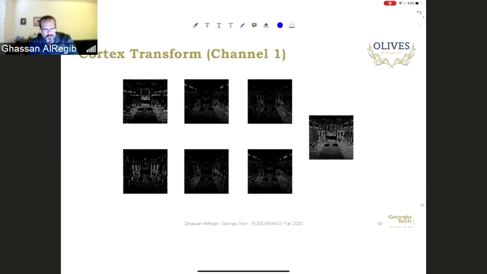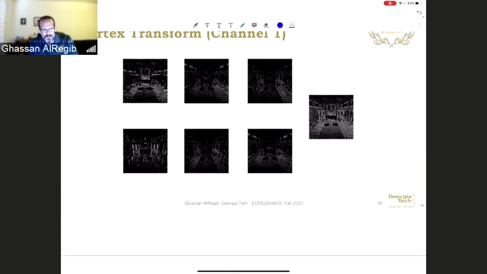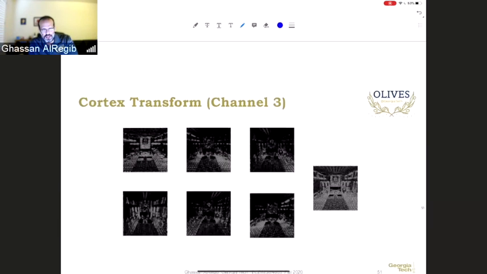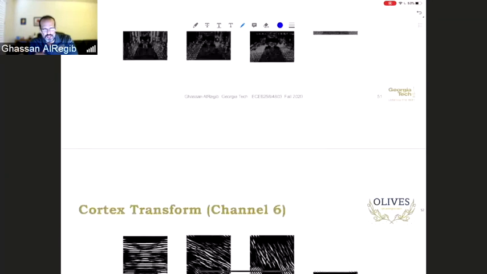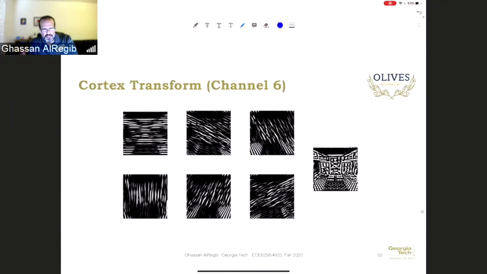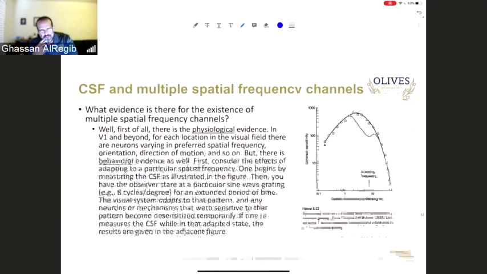And here is some information about what this decomposition looks like. This is the first channel. You can see quite a number of edges and so on. This is channel 3. You have finer details being imposed here. And then as you go to channel 6, and so on. So I think I'll stop here.